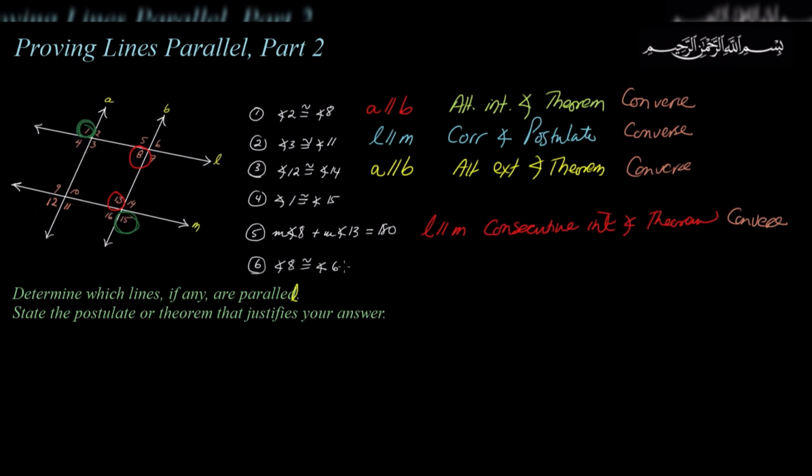And the last question here is angle 8 is congruent to angle 6. So these two are congruent. Now this is tricky again because if that's the only information given, we can't assume the rest of the information. So if these are congruent, what conclusions can we make? Well, how are 8 and 6 related? They're not alternate interior, alternate exterior, consecutive, or corresponding angles.